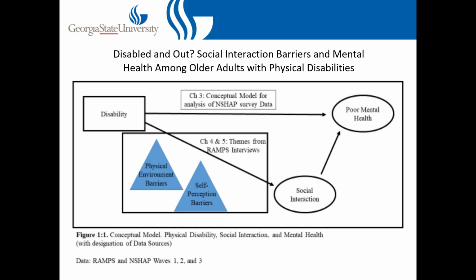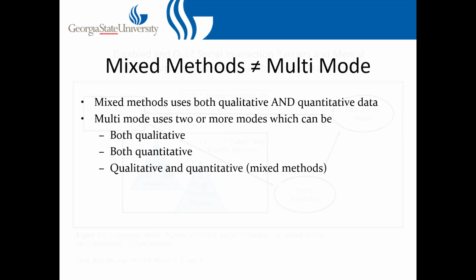So I want to make a really clear point here that is often missed in the mixed methods literature and world when people are first learning about mixed methodology. And that is, mixed methods is not the same thing as multi-mode. So mixed methods uses both qualitative and quantitative data. However, multi-mode uses two or more modes, and those modes could be both qualitative, both quantitative, or qualitative and quantitative. So this is where it gets a little confusing.